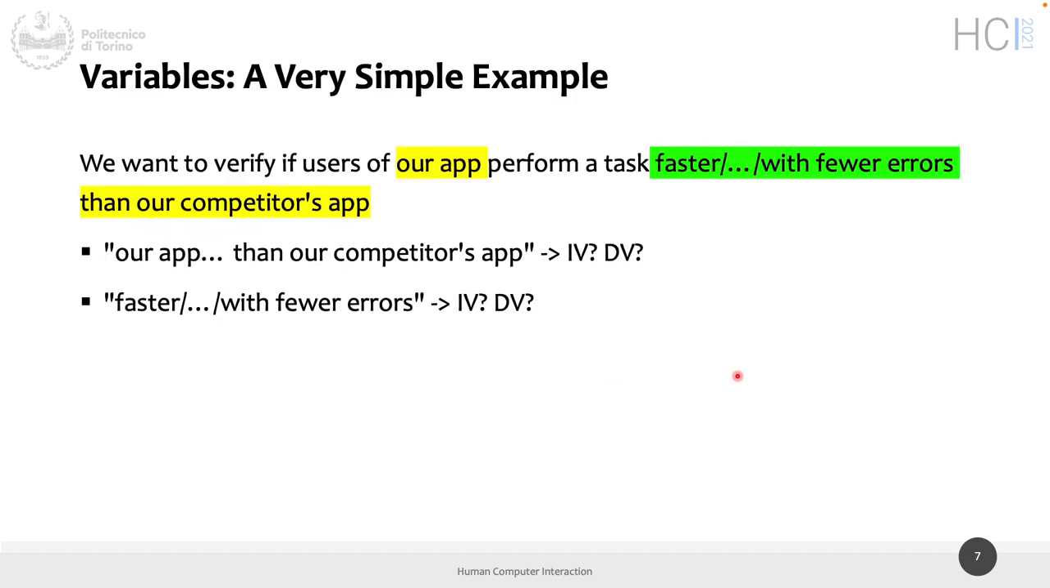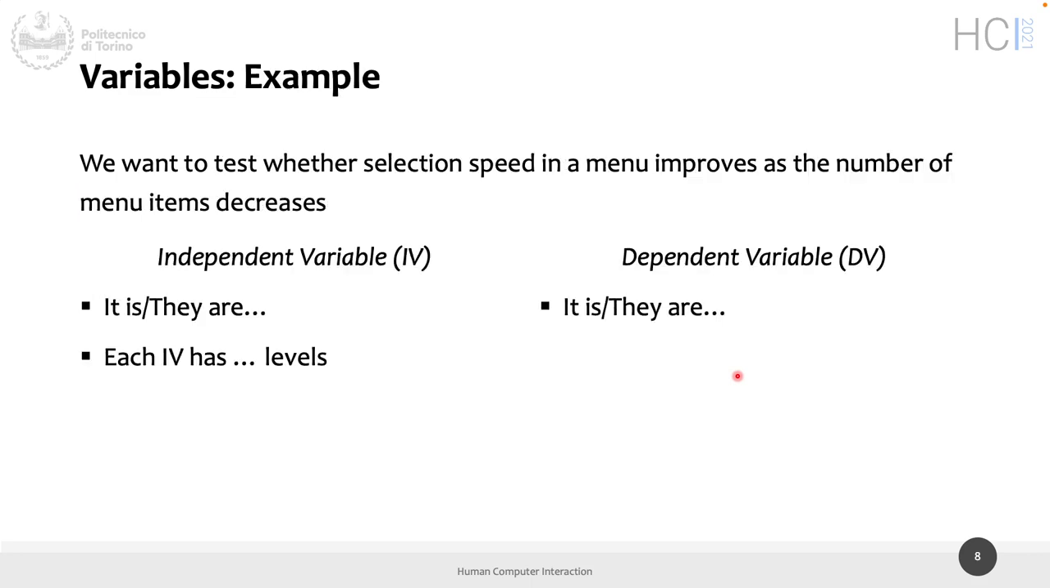So let's make an example, just to see if we all understand. Let's say we have this hypothesis: we want to verify if the users of our application perform a task faster, with fewer errors, whatever, than with our competitor's app. So which is the independent variable and which is the dependent variable, the things in yellow or the things in green? The things in yellow are the independent variables, and consequently, the things in green are the dependent variables.